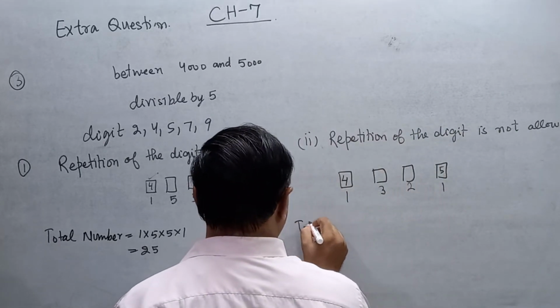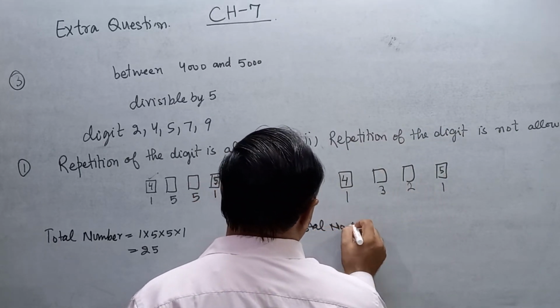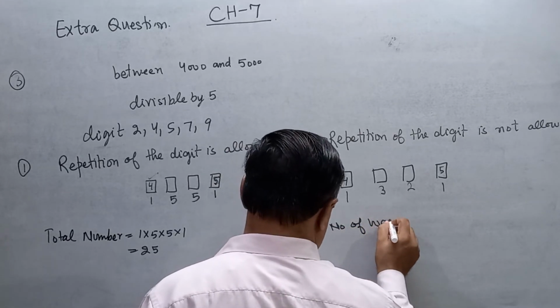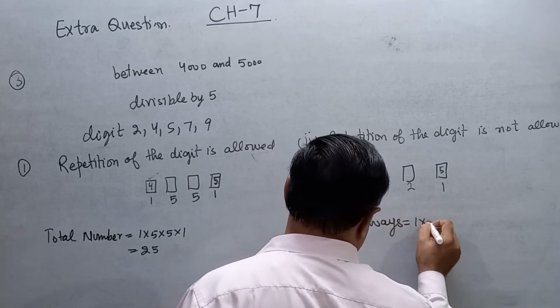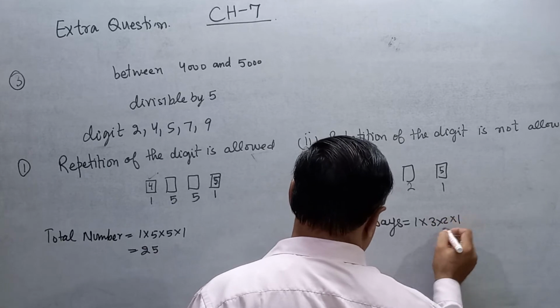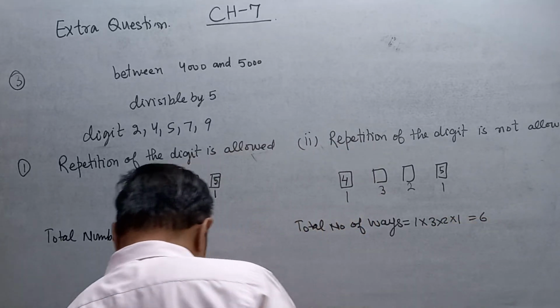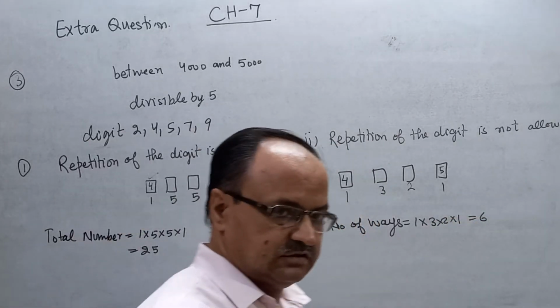Therefore, the total number of ways in this part is 1 into 3 into 2 into 1, that is 6. 6 is the answer. Clear?